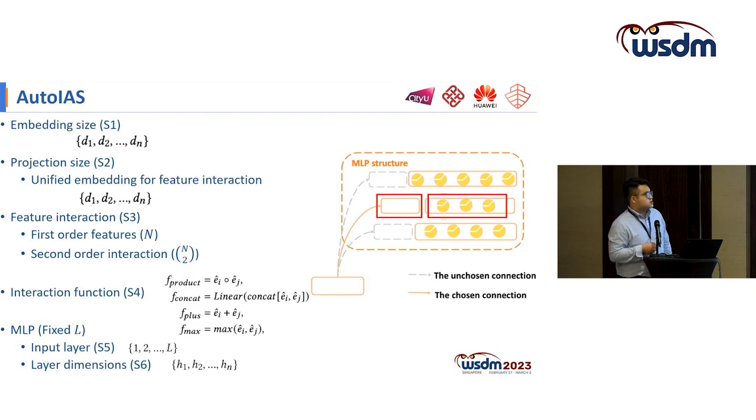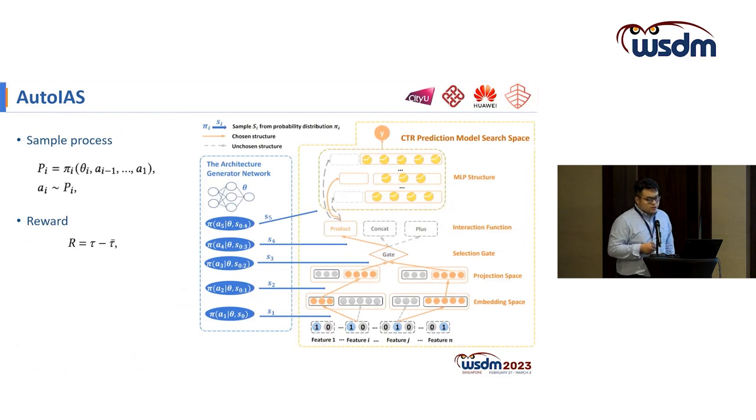Here is an example of searching for the multilayer perceptron for a specific feature interaction. In this example, this interaction is input as the second layer of linear transformation, where the output dimension is 3. To generate the whole recommendation model from different search spaces, AutoIAS samples actions one after another. For every sampling step, AutoIAS considers all previously sampled actions to explicitly model the dependency between different components. And the reward function is set as the difference of the current AUC score, TOR, and the history average AUC score, BATOR.